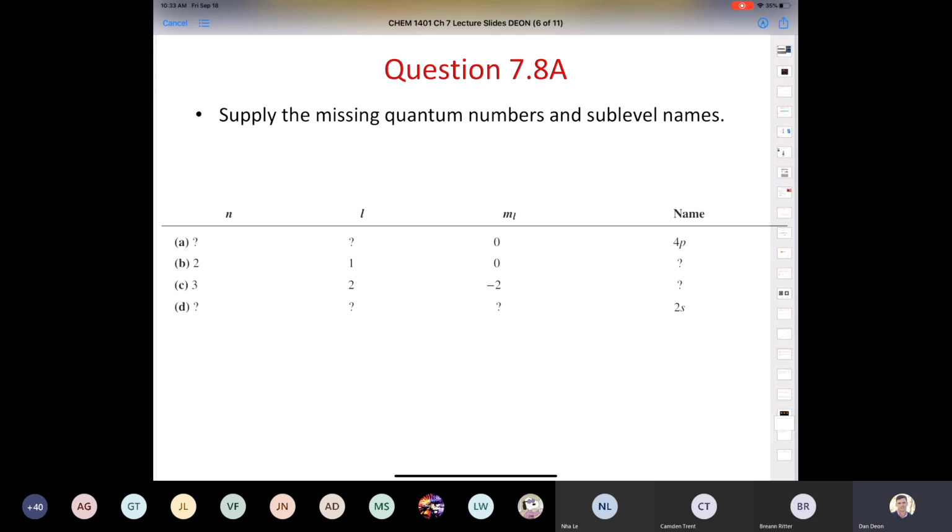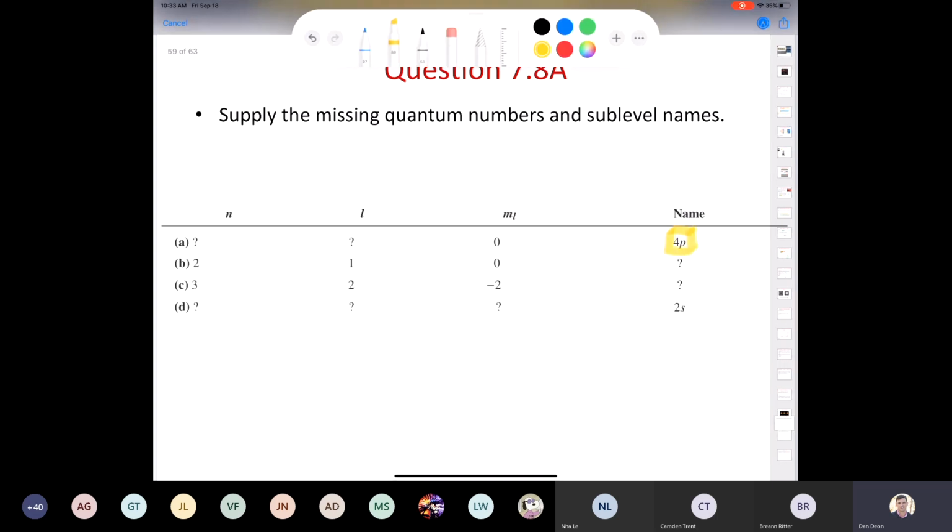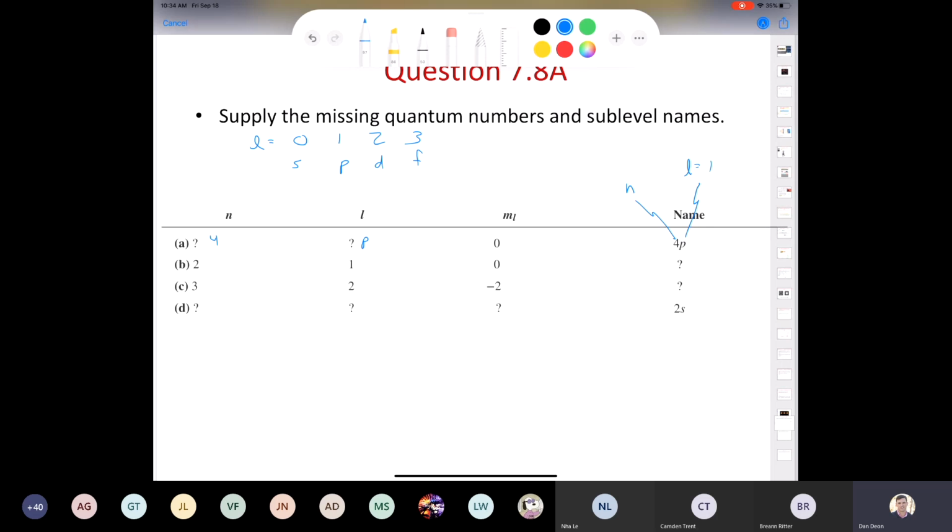Well, for the first one, A, if we have a 4p sublevel, that 4 tells us our n, right? So our n is going to be equal to 4. Now, remember, when L is equal to 0, 1, 2, 3, that's an s orbital, a p orbital, a d orbital, and an f orbital. So if we have a p, that tells us that our L is going to be equal to 1. So we have a p orbital right there.